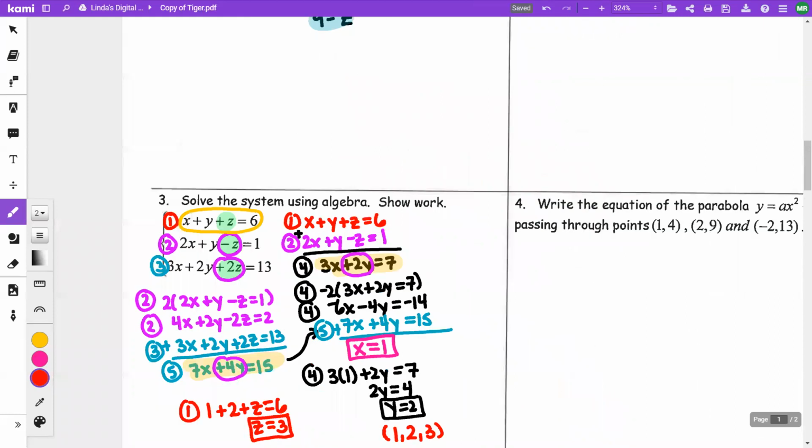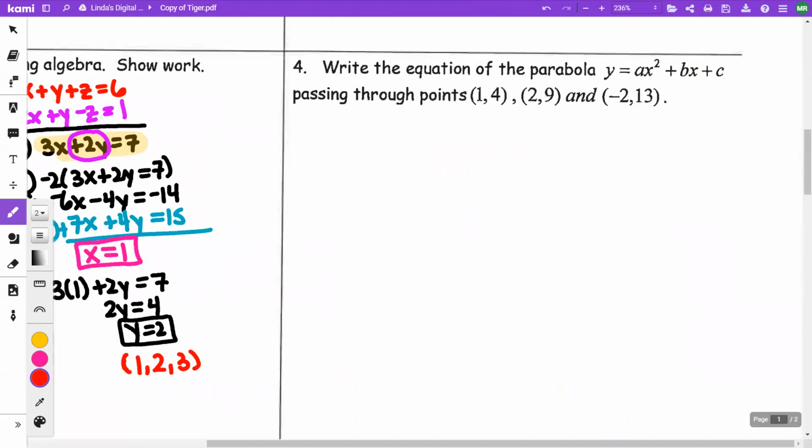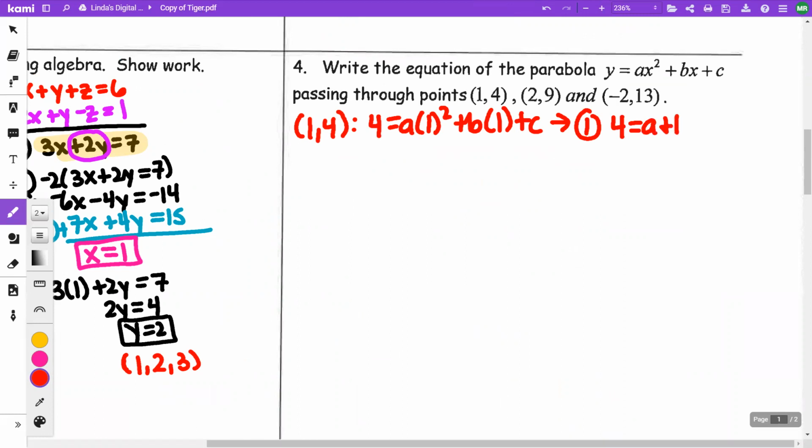So number 4. Okay, similar to number 2. So 1, 4 is going to give me 4 is equal to a times 1 squared plus b times 1 plus c. So equation 1 is going to be 4 is equal to a plus b plus c.